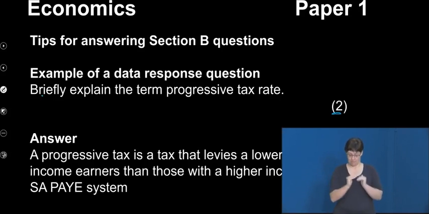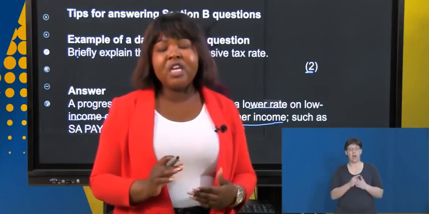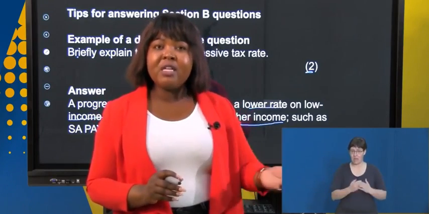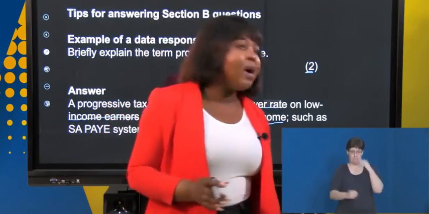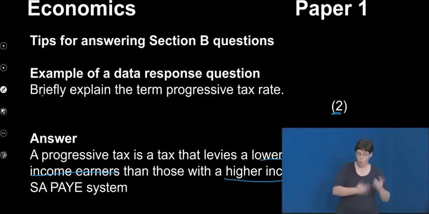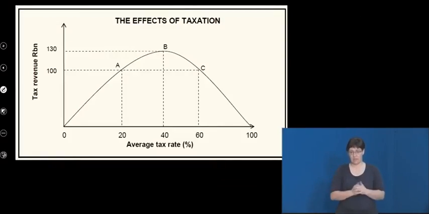The answer to this would be, a progressive tax rate is a tax that levies a lower rate on low income earners than those with a higher income. So basically, what are we saying? We are saying under a progressive tax system, high income earners are taxed more than lower income earners. Right? We are still continuing with our scaffolding of questions.